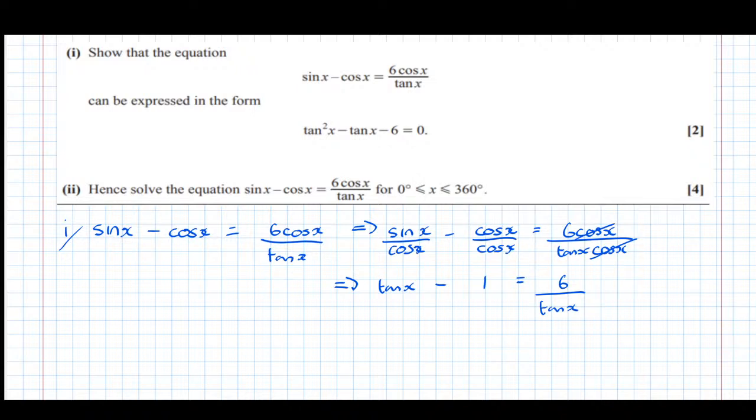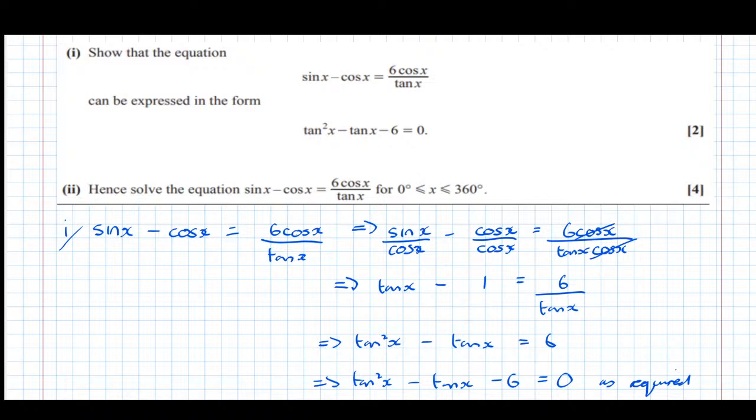So now multiplying by tan x, I get tan squared x minus tan x equals 6, which means that tan squared x minus tan x minus 6 equals 0 as required. So we've done part 1.